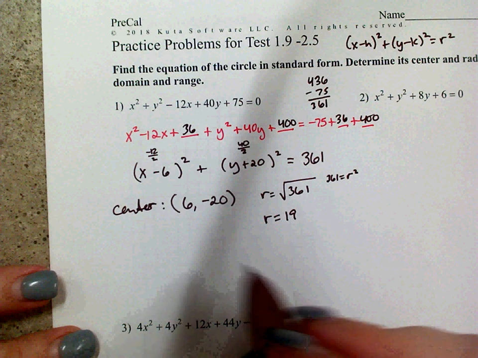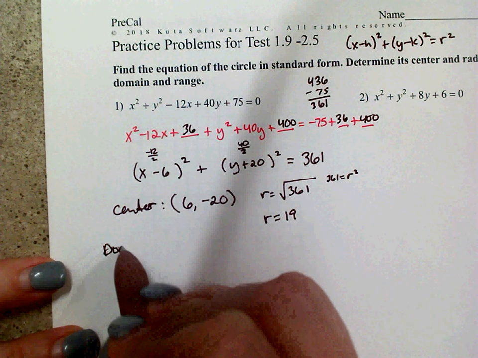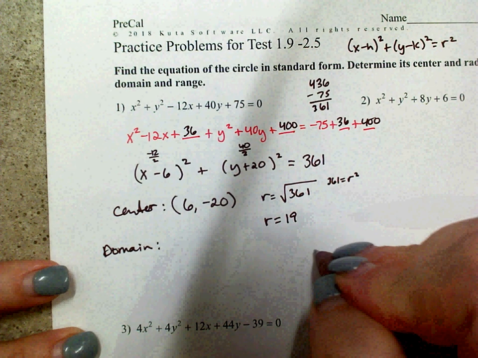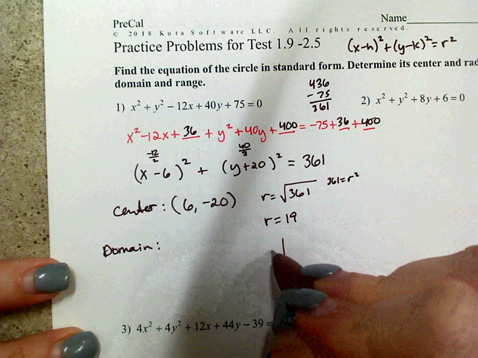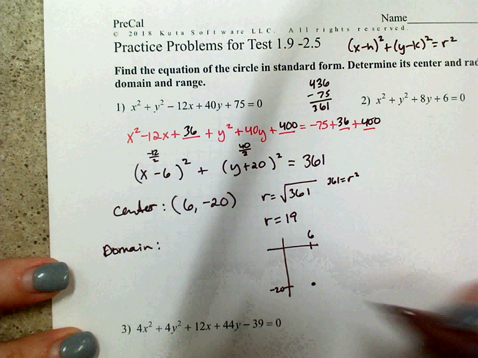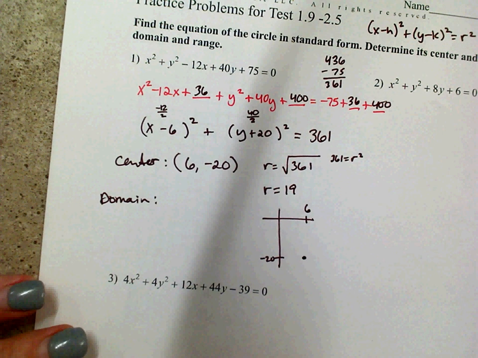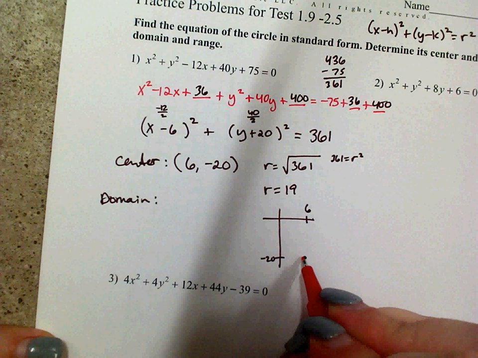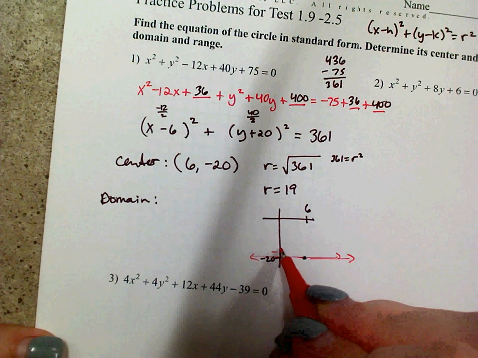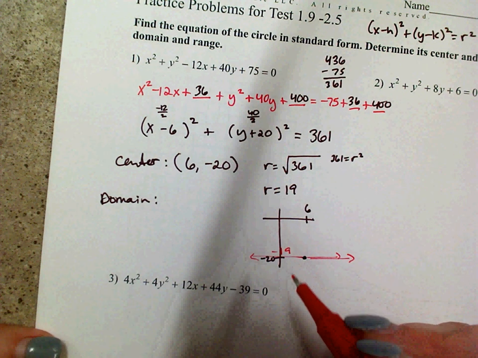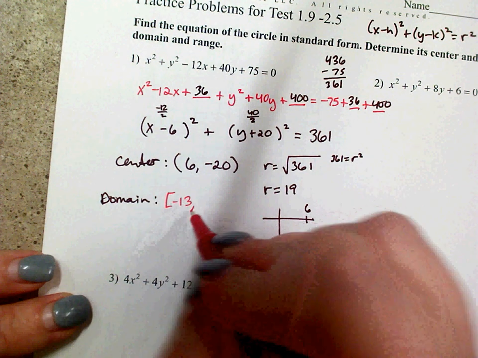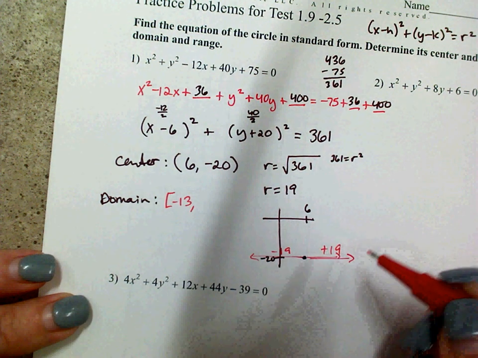Okay, so as far as my domain and range, the point of your circle is that it's centered. So let's go right 6, down 20. If I want to find my domain and range, the radius is left 19, right 19, right? So I subtract 19 going to the left from 6, 6 minus 19, which is negative 13, and then 6 plus 19, which is 25.